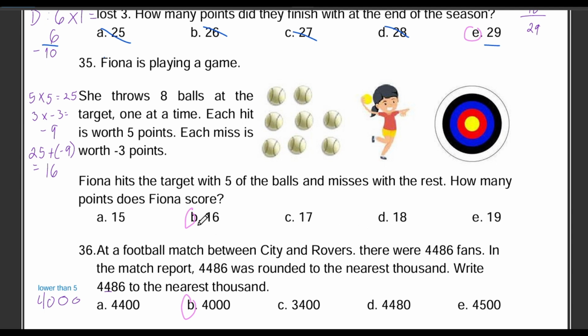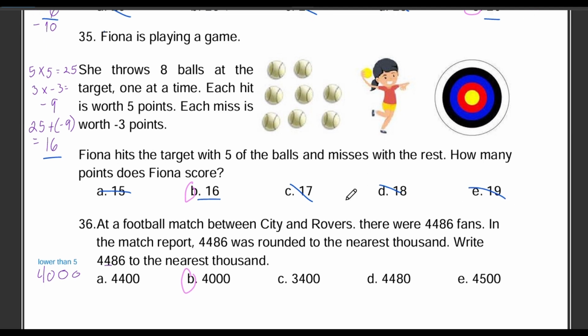The correct answer is B, 16. Here's the explanation. For hits, she got 5 hits times 5 points per hit, which equals 25 points. For misses, she had 3 misses times minus 3 points per miss, which equals minus 9 points. So the formula is 25 plus minus 9 equals 16 points. Why not the others? A, 15 is too low, C, 17 is too high, D, 18 is too high, and E, 19 is too high.